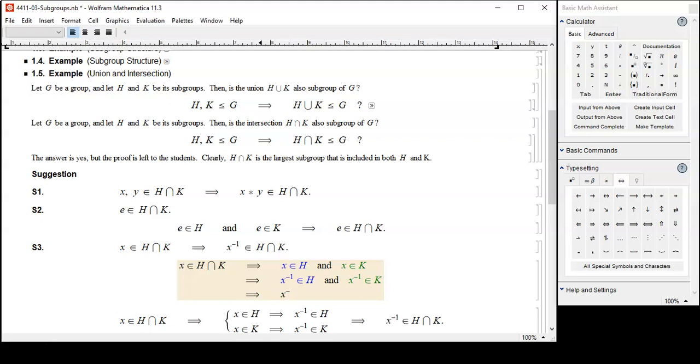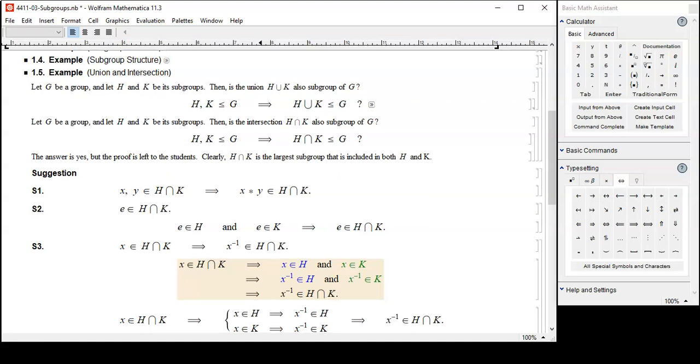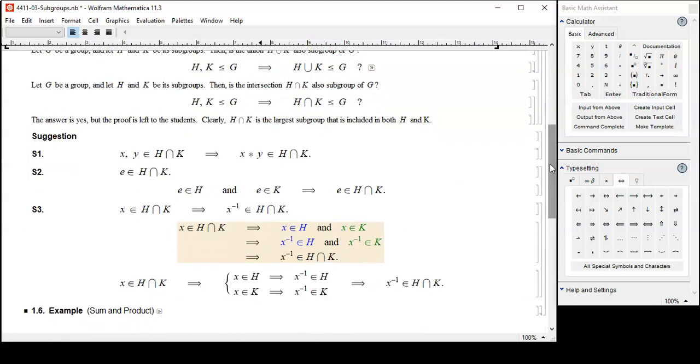So X inverse belongs to what? H intersection K. It's in H and also it's in K. So blue gives me blue, green gives me green, and they are joined by AND. Which do you like better? On second thought, I like this one better than this one down here, especially with the color coding. And let's not erase any of those.